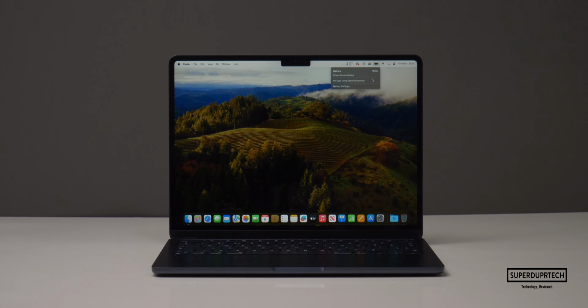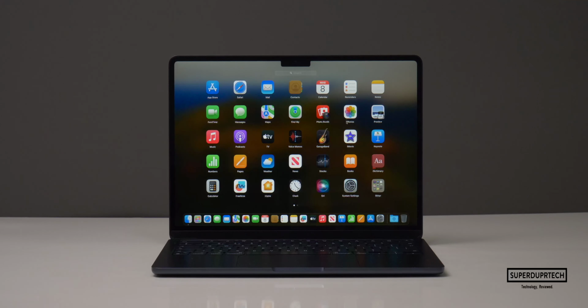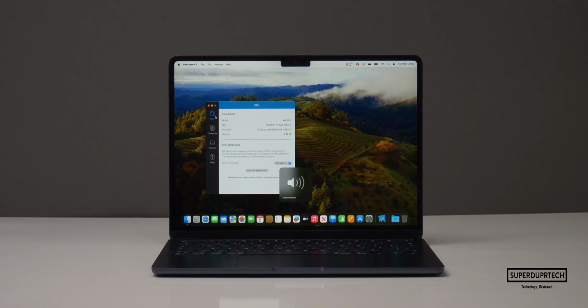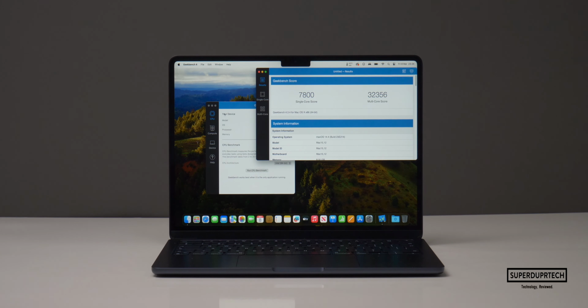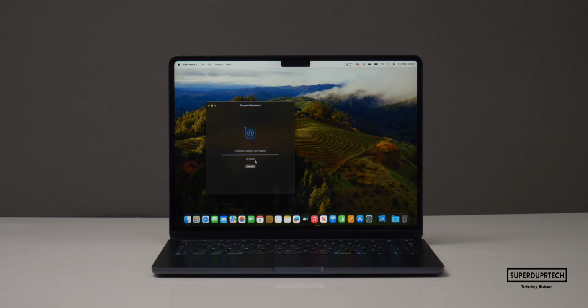So the first few benchmarking applications which I threw at this MacBook Air are from GeekBench, the first of these being GeekBench 4. Now GeekBench runs several different tests on this machine, and once these have been run, it will then score the machine based on the time taken to complete these tasks. So when running the CPU test, it will give us both a single and a multi-core score. And when running this test, I got a single core score of 7,800 along with a multi-core score of 32,356.